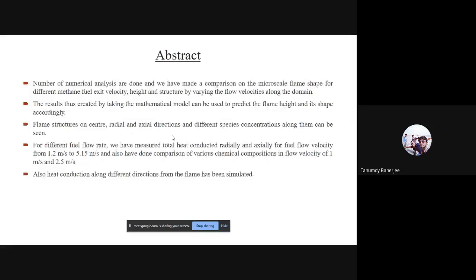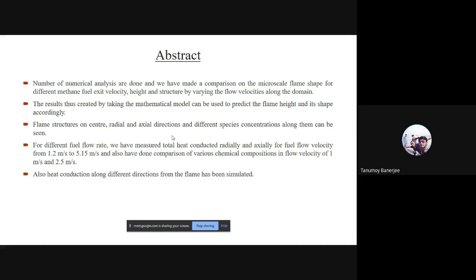First, the abstract. Here we have done a comparison on the microscale flame for different fuel exit velocity, height, and substructure by varying the velocity of the exit methane flow rate inside the domain. The results predict the flame height as well as the shape accordingly. We have done thermal analysis regarding the total heat conducted from the numerical domain for different flow velocities ranging from 1.2 meter per second to 5.15 meter per second of exit methane flow rate. We have also done mass flow rate comparison for methane flow velocity of 1 meter per second and 2.5 meter per second, and heat conduction and heat convection analysis for the center, radial and axial directions along the flow domain.